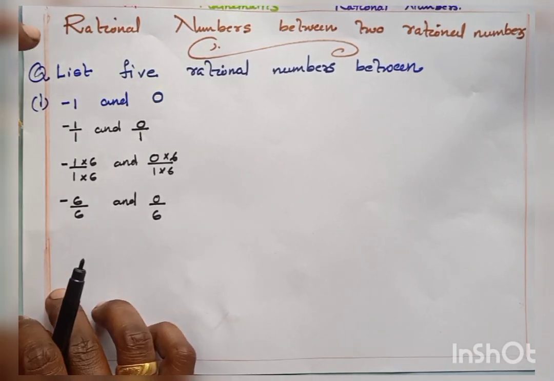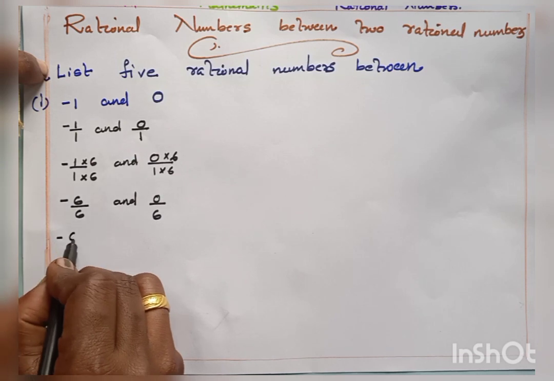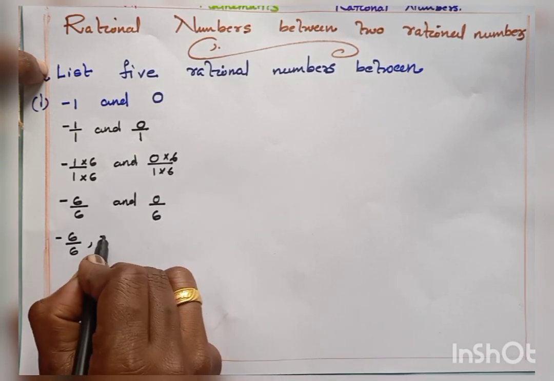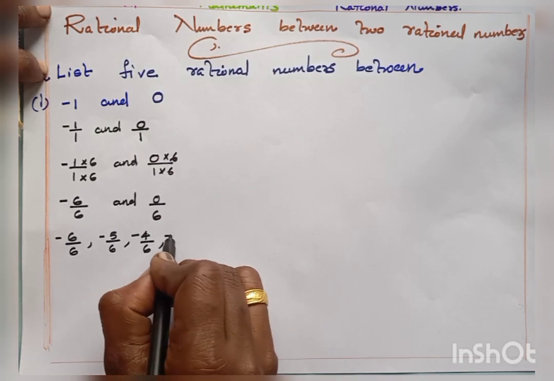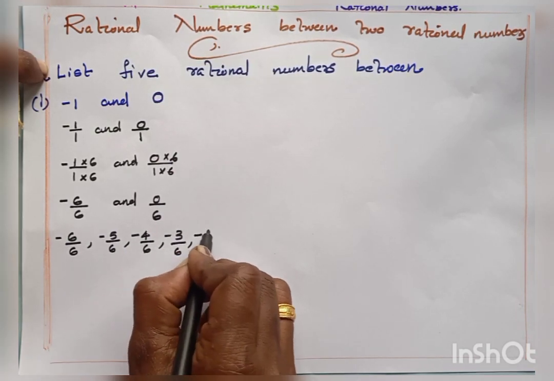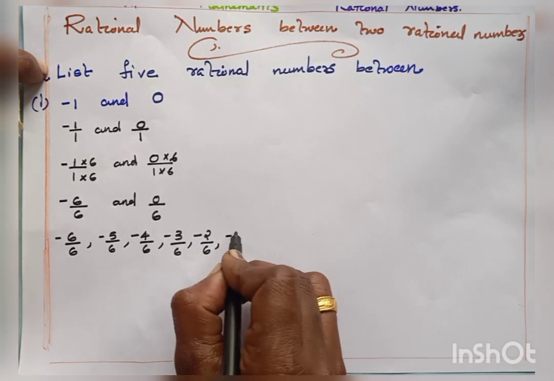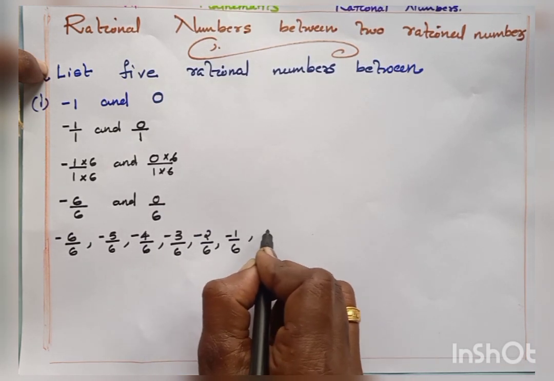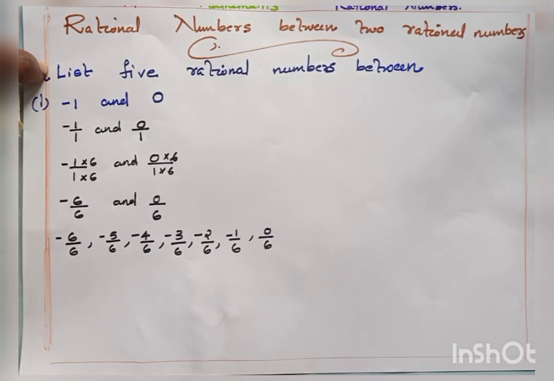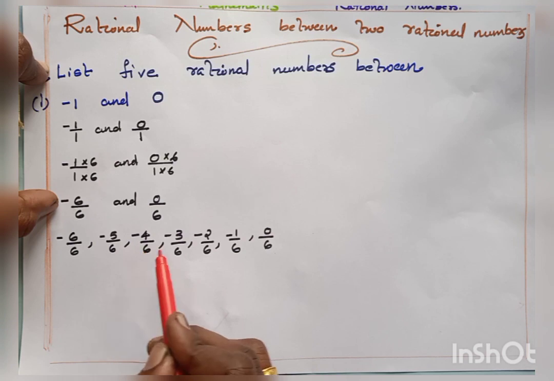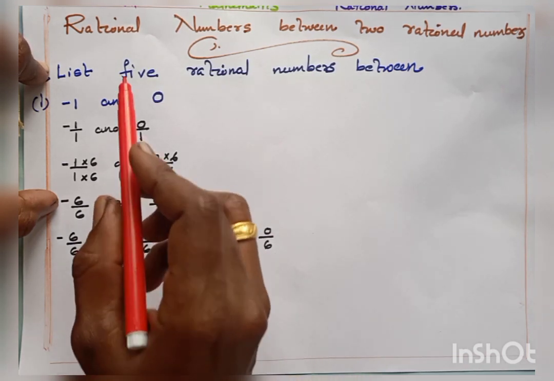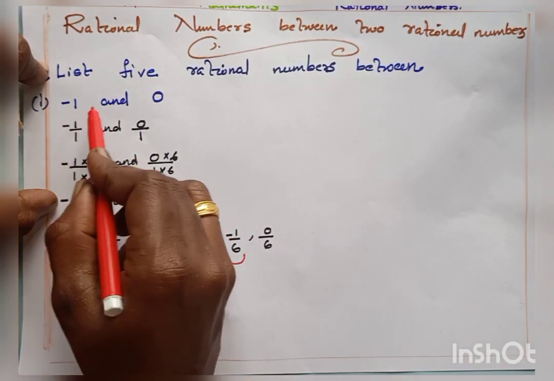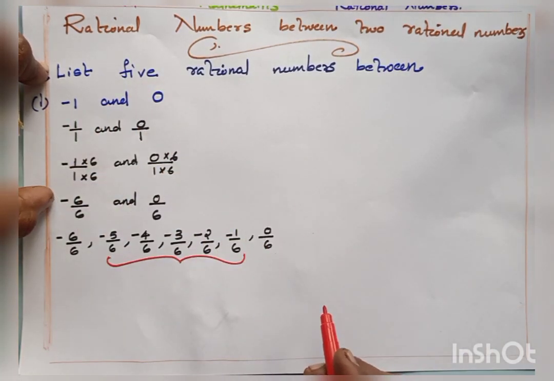In between -6 by 6 and 0 by 6 we can find the numbers -5 by 6, -4 by 6, -3 by 6, -2 by 6, -1 by 6 and the last number is 0 by 6. See these 1, 2, 3, 4, 5 numbers. Okay. 5 rational numbers between -1 and 0.